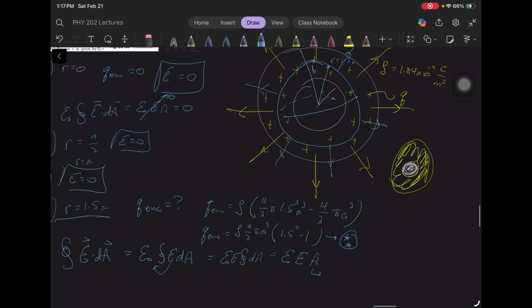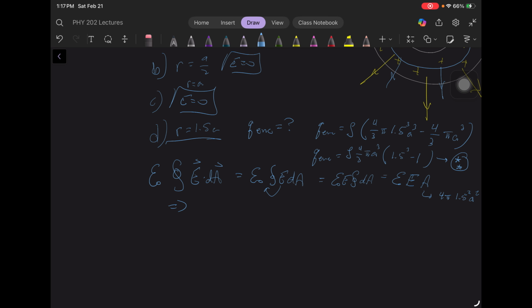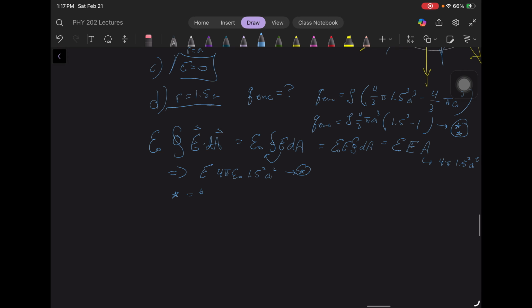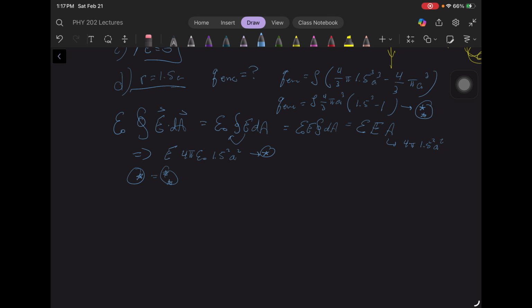And so we have 4 pi r squared, but r is 1.5a. So we are going to make this 1.5 squared a squared, and that's our r squared. And so the left-hand side of Gauss's law goes to E times 4 pi epsilon naught 1.5 squared a squared. We can call this equation star, and then we want to set star equal to double star. You can use 1s and 2s to identify your equations. I started using stars in undergrad and just never looked back.